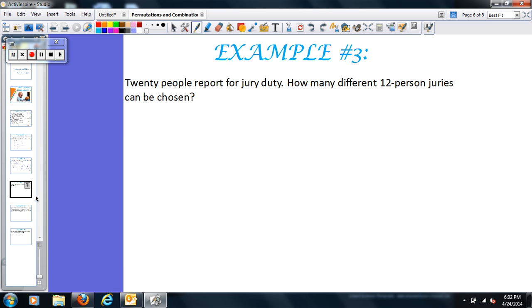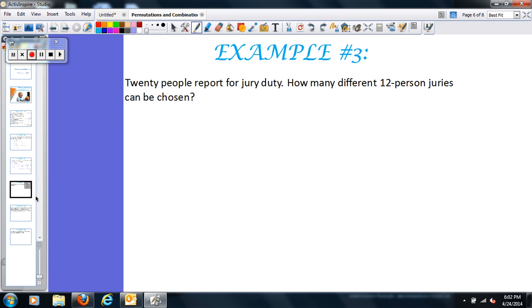20 people report for jury duty. How many different 12-person juries can be chosen? Alright, so I'm taking a big group and I'm taking a smaller number out of it. So it's not multiplication counting principle. Okay? So I know it as a combination or I know it as a permutation.